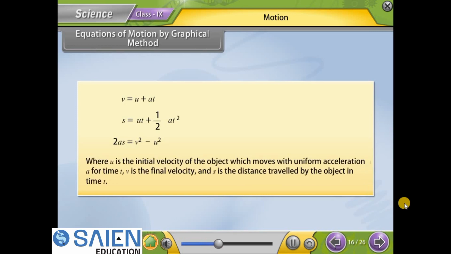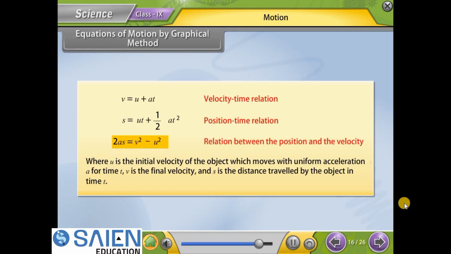where u is the initial velocity of the object which moves with uniform acceleration a for time t, v is the final velocity, and s is the distance traveled by the object in time t. This equation describes the velocity-time relation. This equation represents the position-time relation. This represents the relation between the position and the velocity and can be obtained from these two equations.